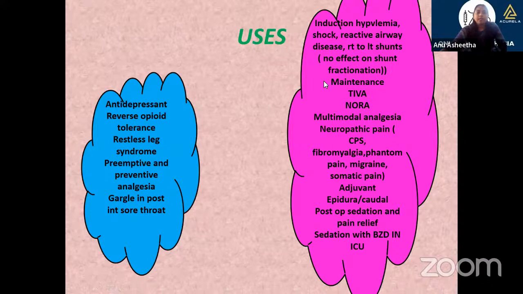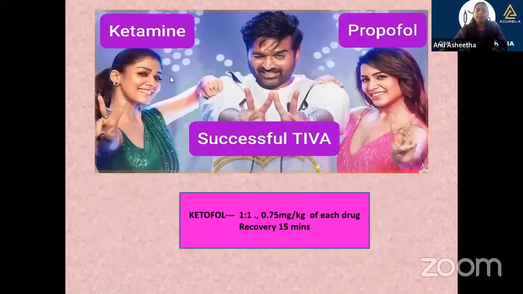Maintenance of anesthesia can also be done using ketamine, but limited studies are there. Then TIVA, and NORA, which is non-operating room anesthesia. Then multimodal analgesia, neuropathic pain, chronic pain syndrome, fibromyalgia, phantom pain, migraine, somatic pain. They are also used as an adjuvant in epidural and caudal, but intrathecal use is restricted because of neurotoxicity due to the preservative. Preservative-free solutions are available and can be used nowadays. They are used intrathecally also. Post-op sedation and pain relief. Sedation with benzodiazepines in ICU.